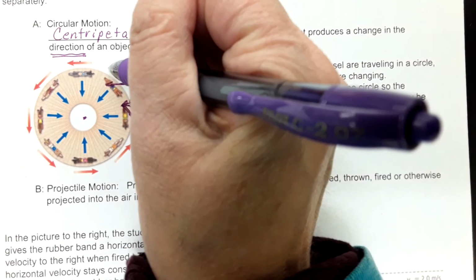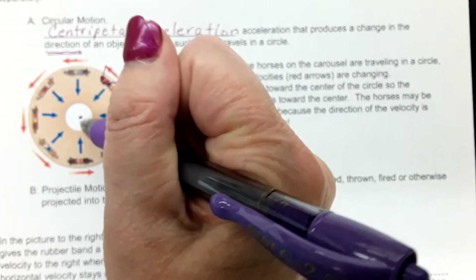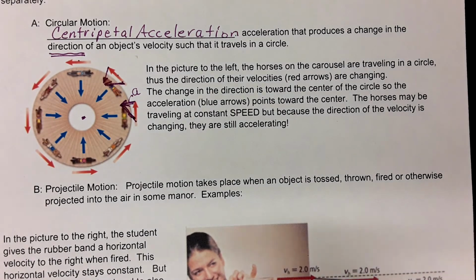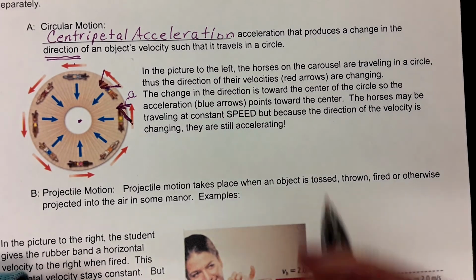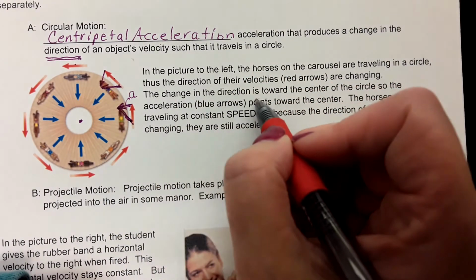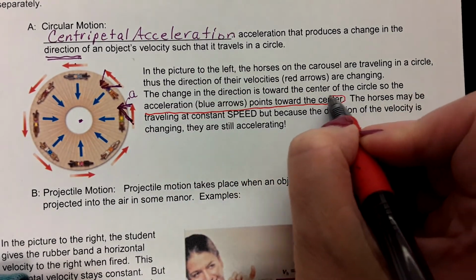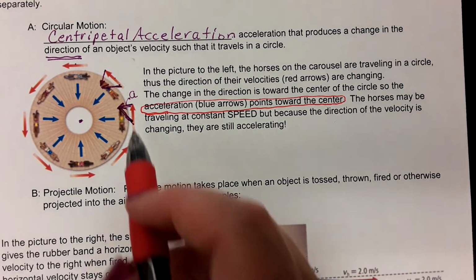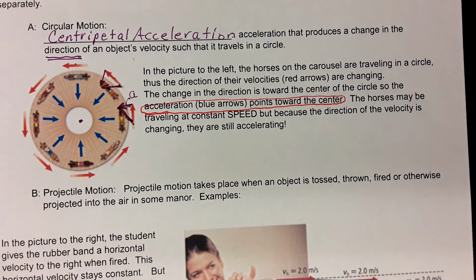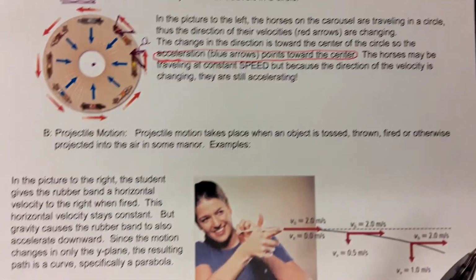So now, we start at the first one, draw to the second one, and look where it points. It points to the center again. So the acceleration always points to the center. Since the change in direction is towards the center, the acceleration points towards the center also. Circle that so you know. The velocity is tangent to the circle, but the acceleration points towards the center, because it's changing the direction of the velocity. All right, so that's circular motion.